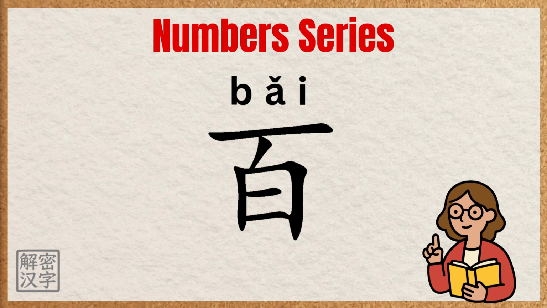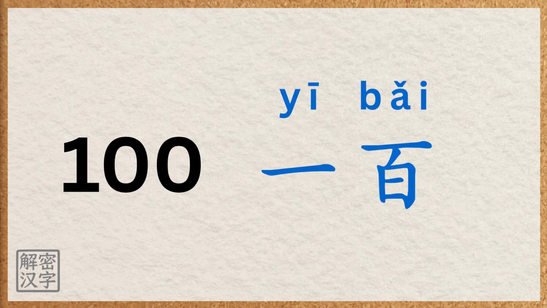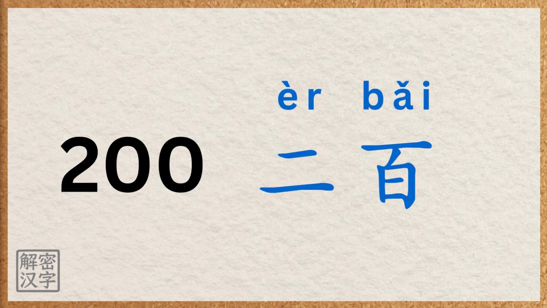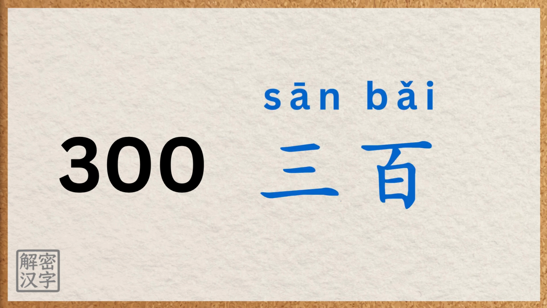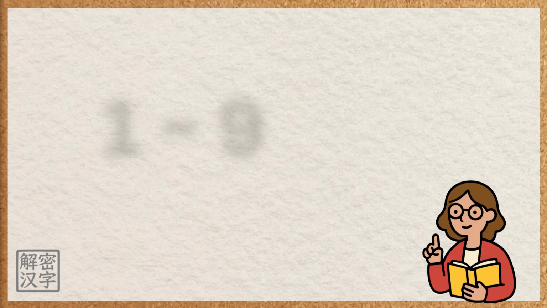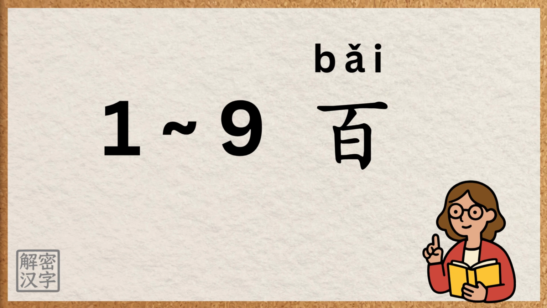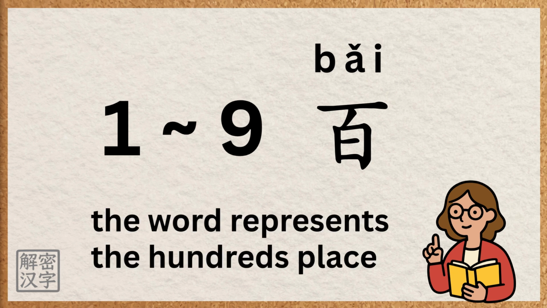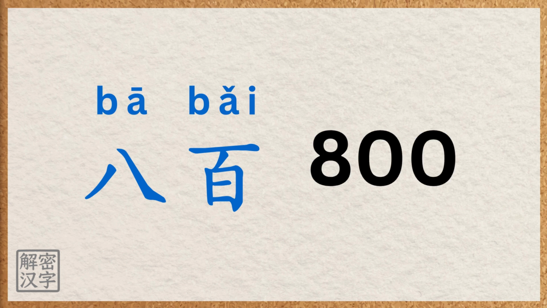The character bai represents the numerical unit for hundred and is used to form all three-digit numbers. For example, 100 is 100, 200 is 200, 300 is 300, and yes, 400 is 400. Exactly. By placing a single digit from 1 to 9 in front of bai, the word represents the hundreds place. For example, 800 means 800.